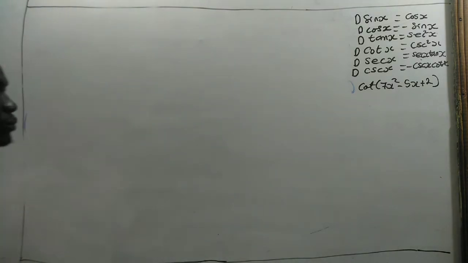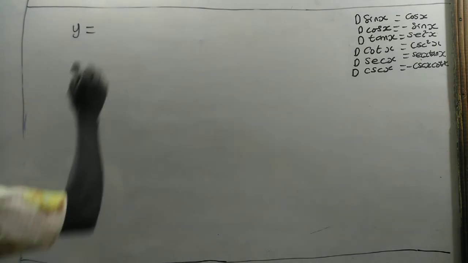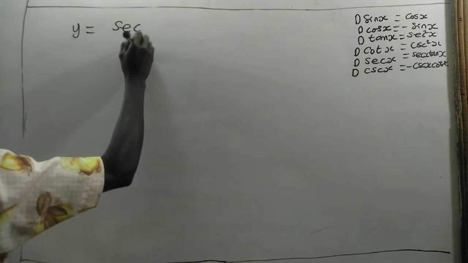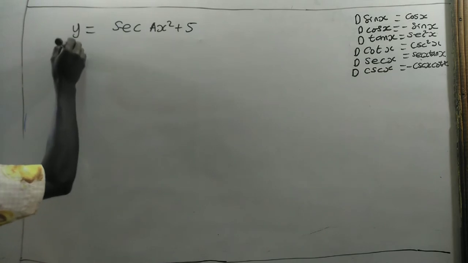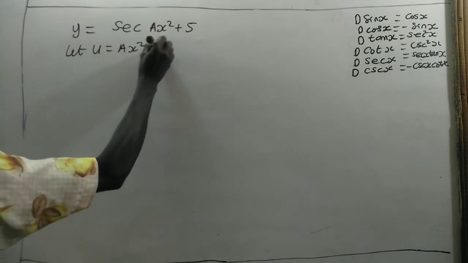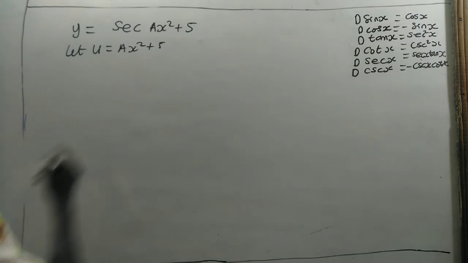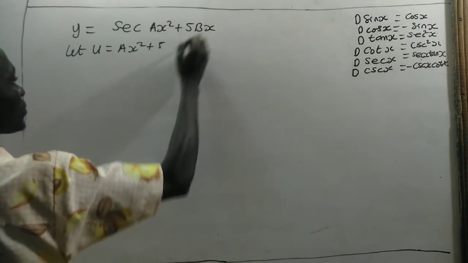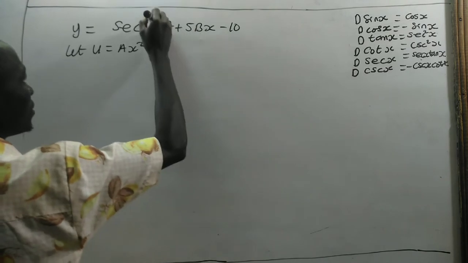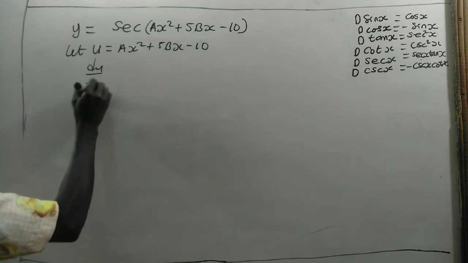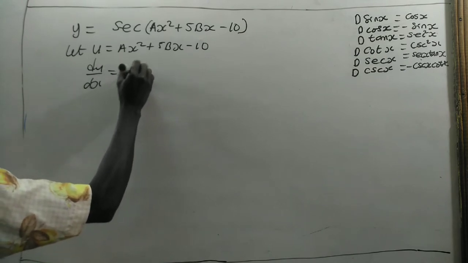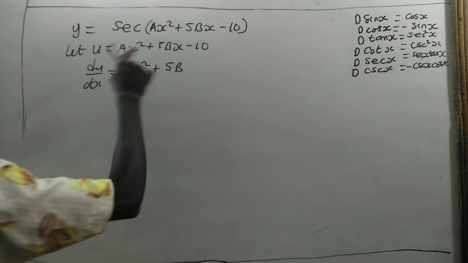Okay, so let's take another example. Let's take this one that we have: y is equal to secant of ax squared plus 5bx minus 10, where a and b are constants. So here we will let v be equal to ax squared plus 5bx minus 10, and that dv on dx will be equal to 2ax plus 5b, where b and a are constants.